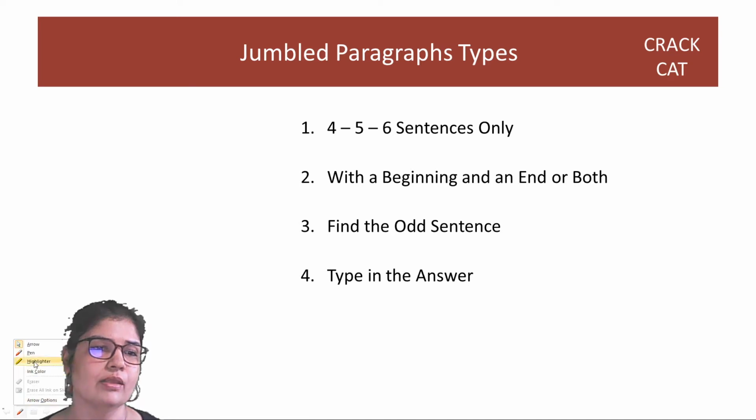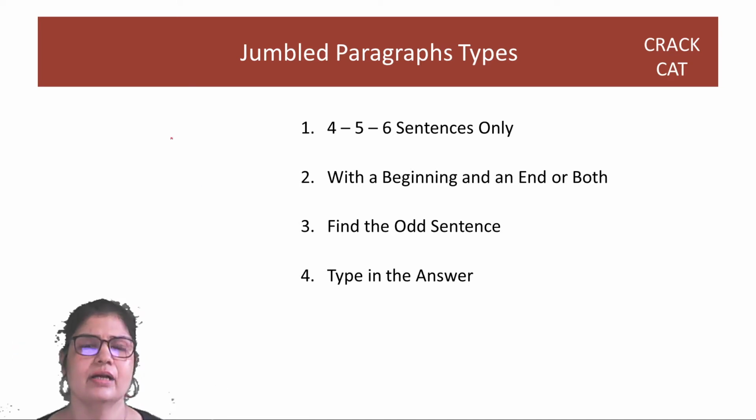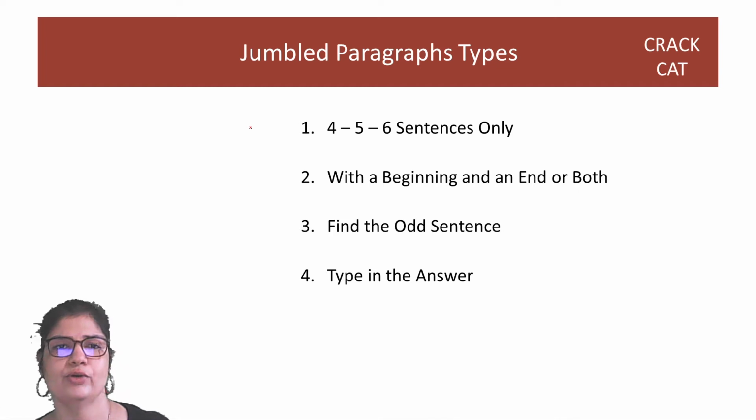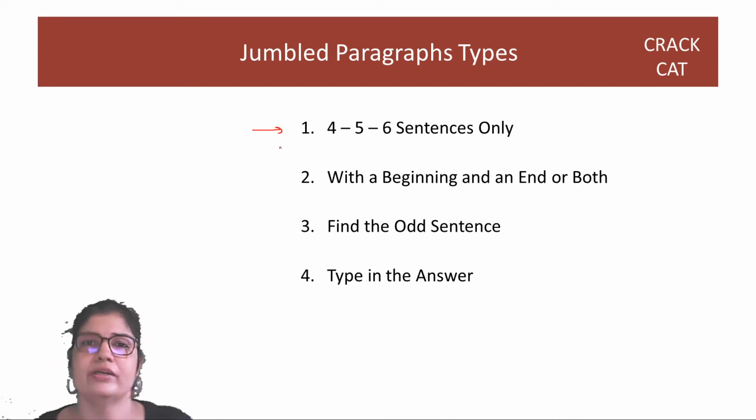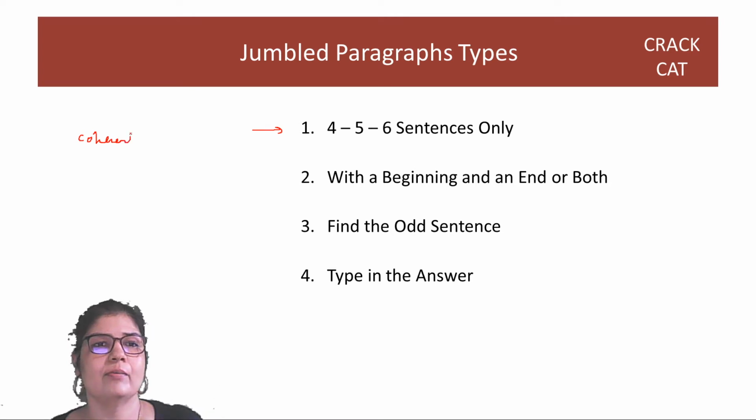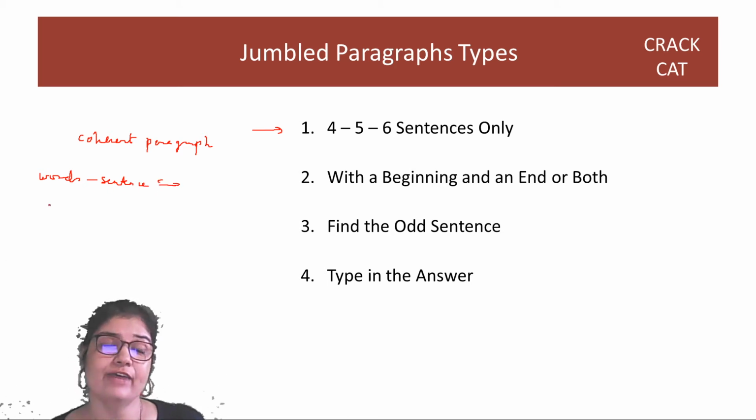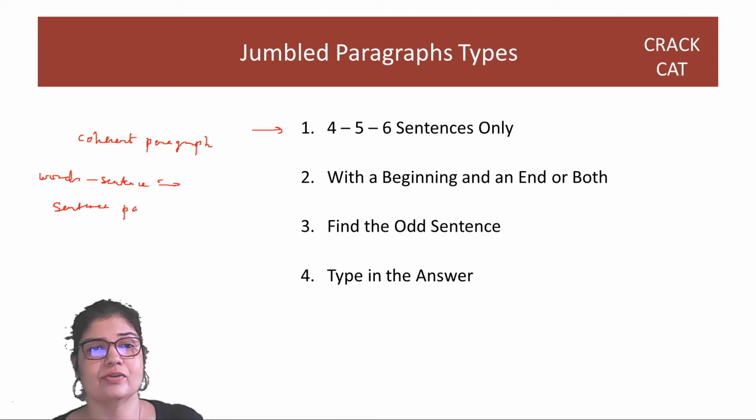So the common type is this, that you have 4, 5, or 6 sentences and you have to arrange them to make a sensible, coherent paragraph. Okay? So you have to arrange. When we were kids, we used to arrange words to make a sentence, a coherent sentence. We didn't know the word coherent, right, at that point. But now we have to arrange sentences to form a coherent paragraph.